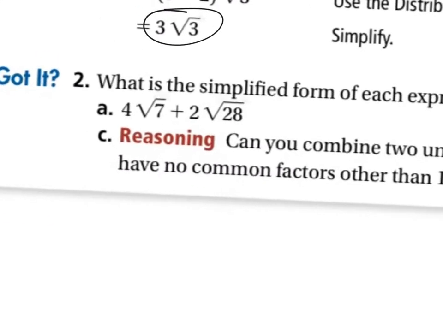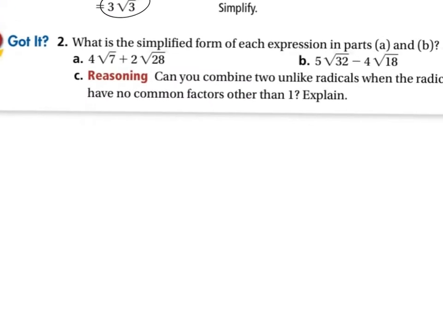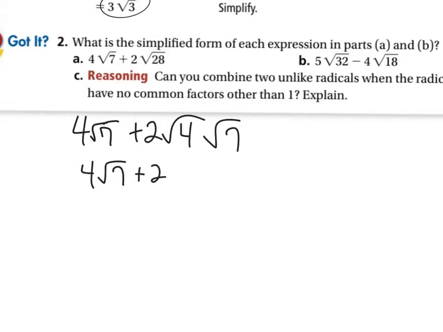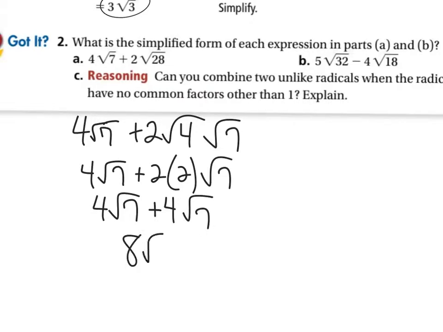So if you look at the Got it 2 part A, simplified form there. Square root of 28 we can do as 4 times 7. Square root of 4 times square root of 7. And then that would be 4 square roots of 7 plus 4 square roots of 7, which would be 8 square roots of 7. And notice on that one, the first one had a square root of 7. So for that second one, I'm trying to get it as 7 times something for me to be able to simplify.